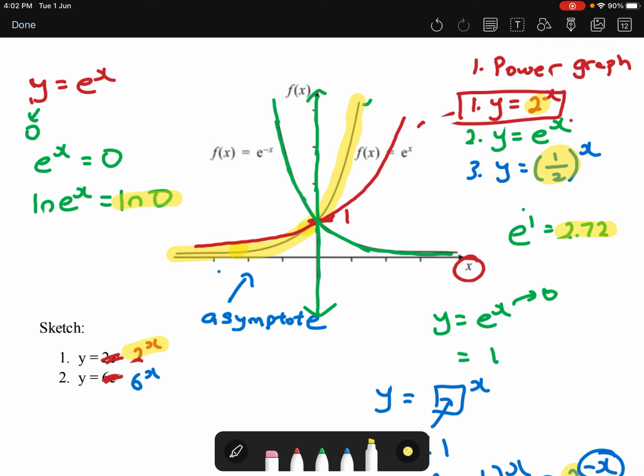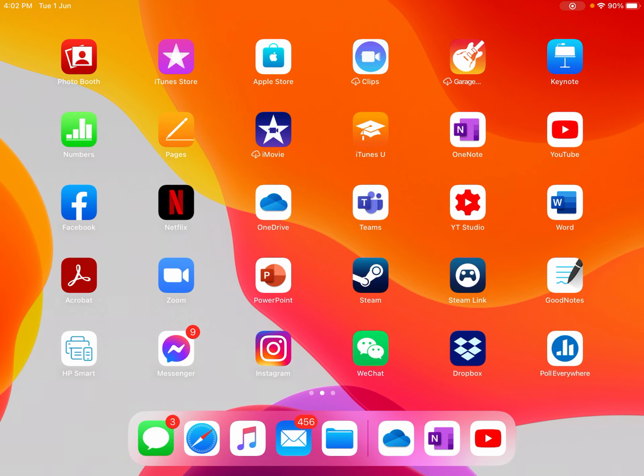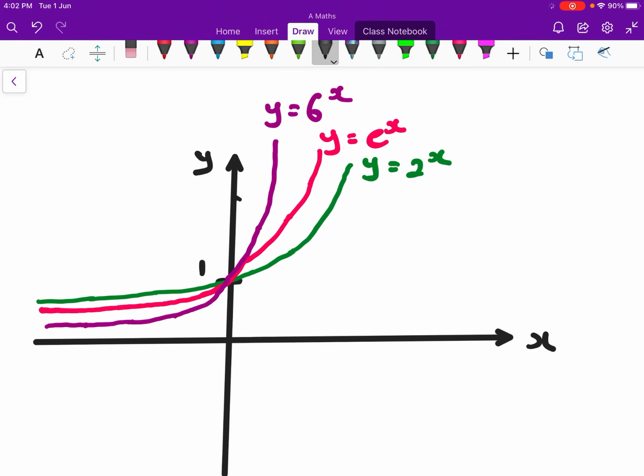2 to the power of x I have sketched already. So what if I sketch y equals 6 to the power of x? 6 is bigger than your 2 and 2.72, so of course it will take off faster. If you see this graph, you notice that my y equals 6 to the power of x cuts the y-axis at 1, and takes off faster than your e to the power of x and 2 to the power of x. But for the negative portion of the x-axis, y equals 6 to the power of x will be nearest to your x-axis. So just take note of that.